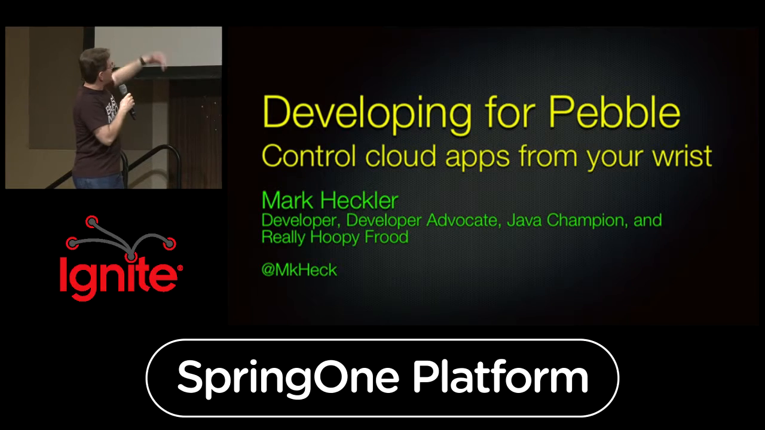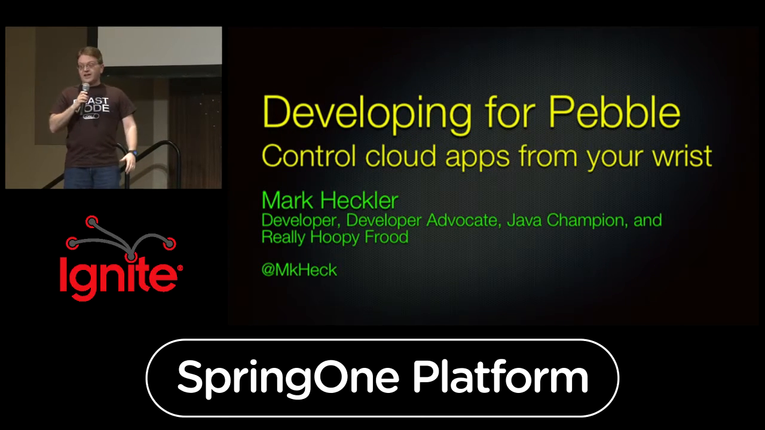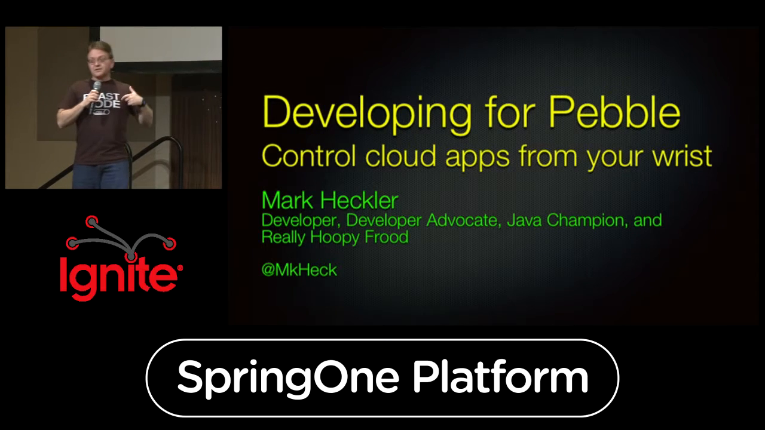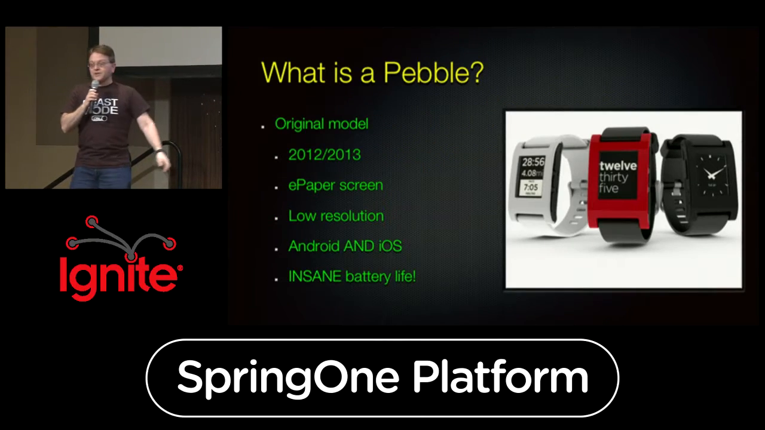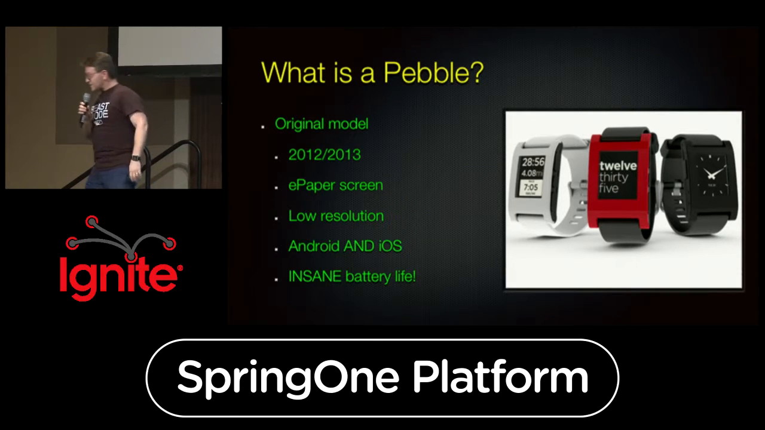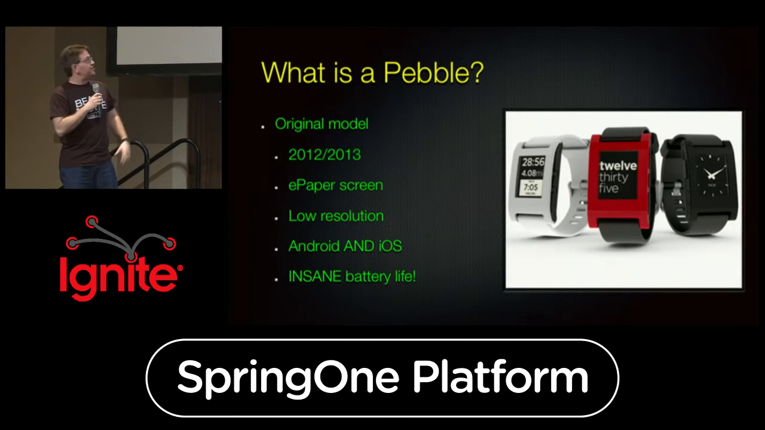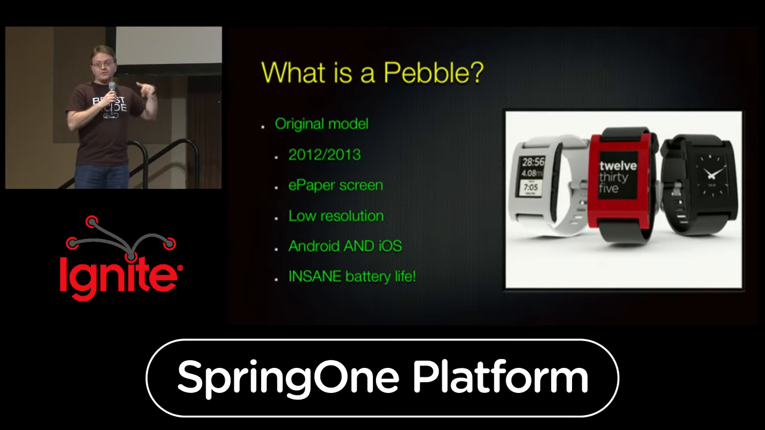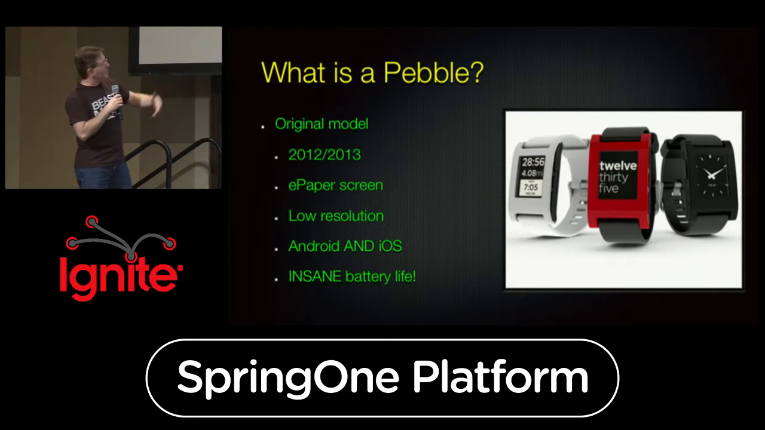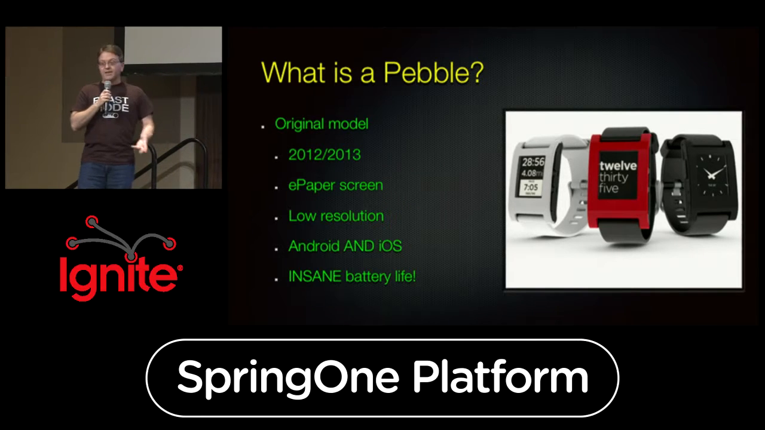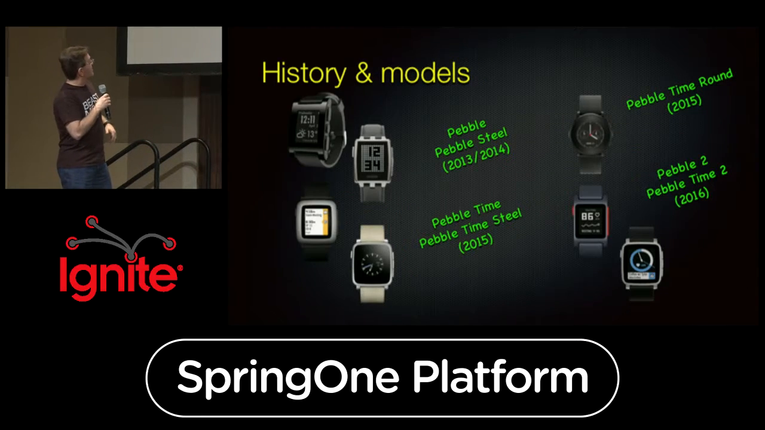This is me. I'm going to be talking a little bit about developing for the Pebble and controlling cloud apps from your wrist. More details Thursday. And if you understand the reference at the bottom, extra points. So, OK, what is a Pebble? Well, it was the first smartwatch. It was kickstarted in 2012, released in 2013, with an e-paper screen, low res, works with all kinds of phones, and it has an insane battery life, so it's very useful in many ways.